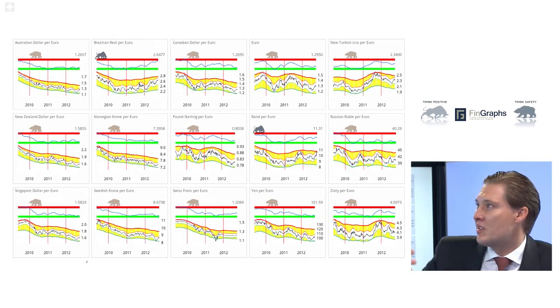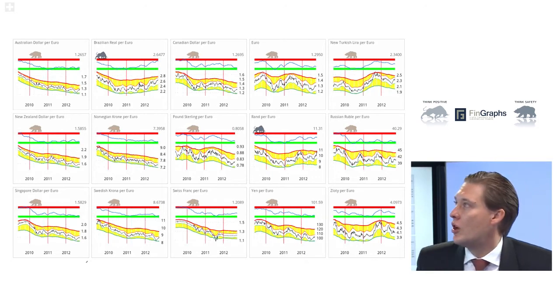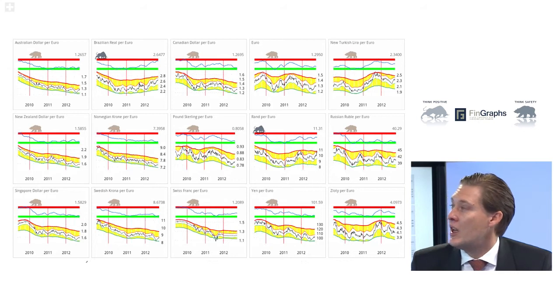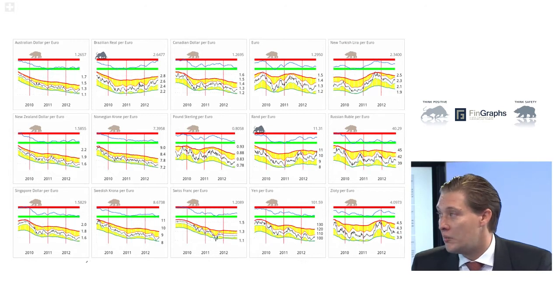And what you can see is this is a long-term chart, this is a weekly chart, and 13 out of the 15 are still in a long-term downtrend. And so our view is that the euro is getting towards a level which will be interesting to buy against all currencies, but the downtrend is still in place.